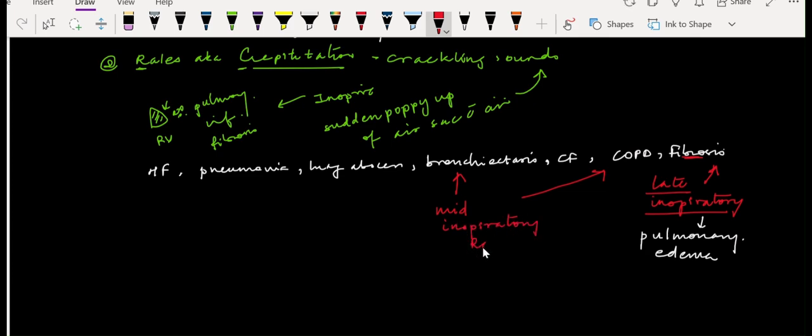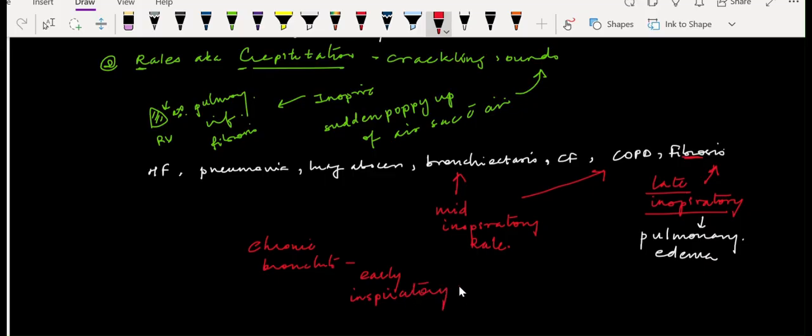And then what if it is an early inspiratory rail? It has to be something to do with the larger airways. And larger airways can be seen with chronic bronchitis again. So chronic bronchitis again can produce what kind of rail? Early inspiratory.